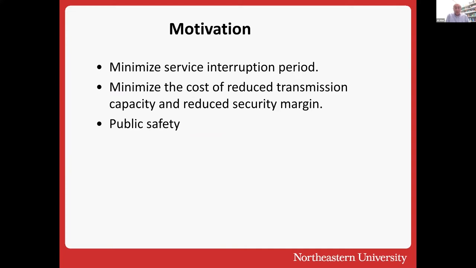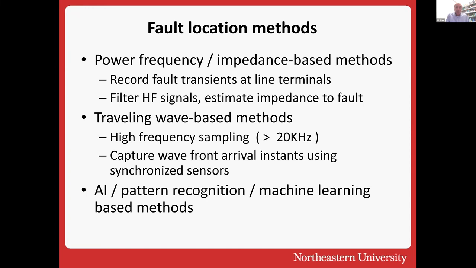So again, the motivation, even though I went through this: obviously public safety is one. We need to locate the fault fast. And also we wish to minimize the service interruption, because anytime you have a fault, some of the customers may suffer because of that. There is also a cost associated with the reduced transmission capacity, and sometimes with that, a reduced security margin. This is related to the stability of the system, either voltage or angle stability, so the margin for that may be reduced. As I said, this is a very old problem.